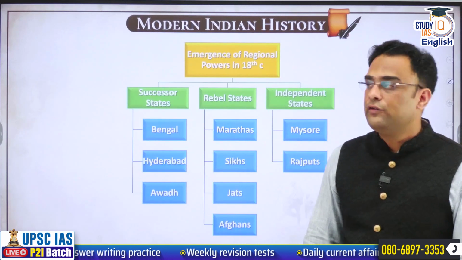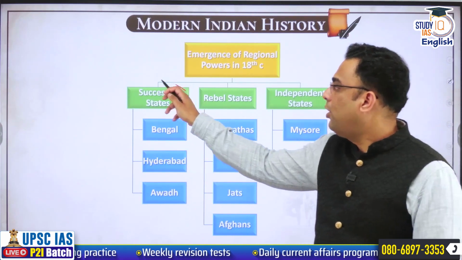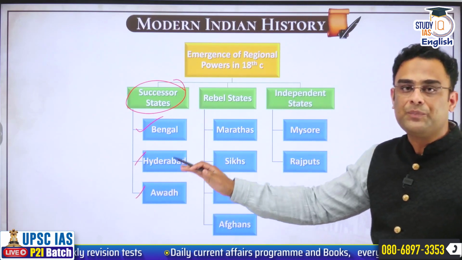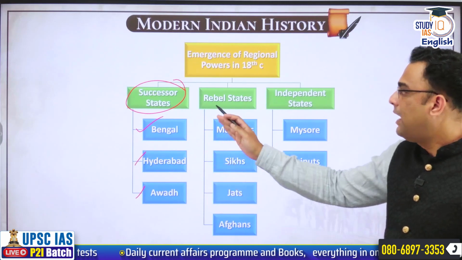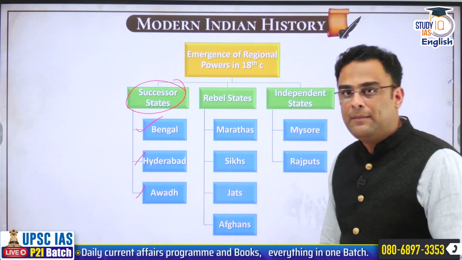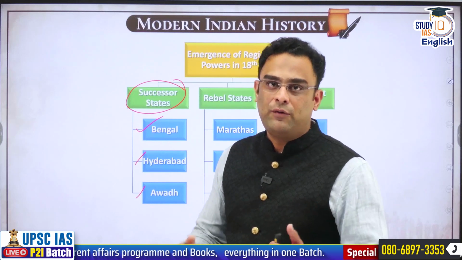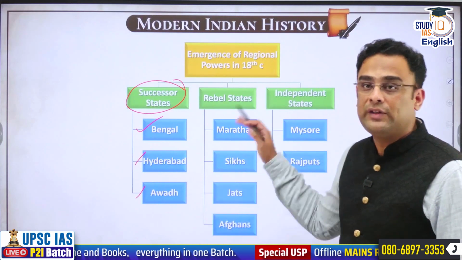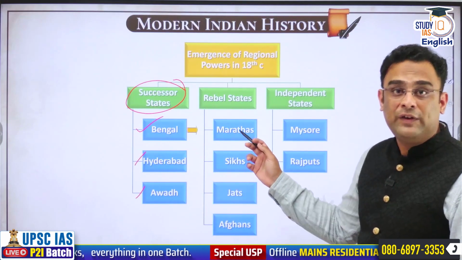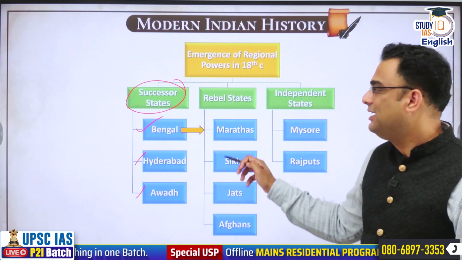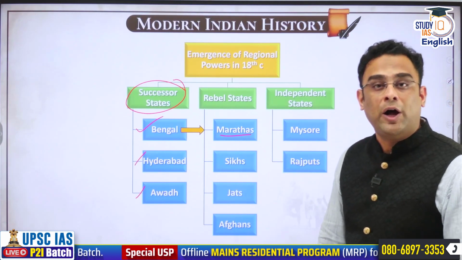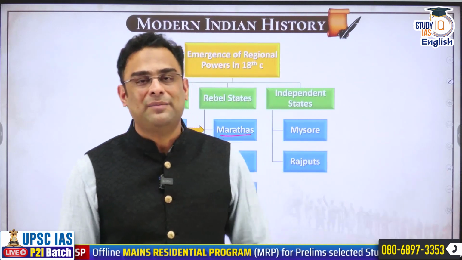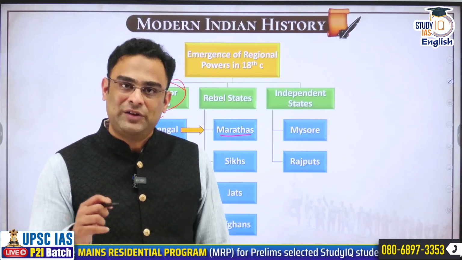All right, guys. So thus far, we have covered all the successor states, that is Bengal, Hyderabad, and Awadh, that were created during the 18th century. After this, we are going to see the rebel states, but that won't be in today's session. For now, we will conclude this session. In the next session, we are going to start with the first and most important of the rebel states, that is Marathas. A lot of interesting discussion is coming up, guys, regarding the Marathas and other powerful rebel states in the next lecture. So stay tuned with me.